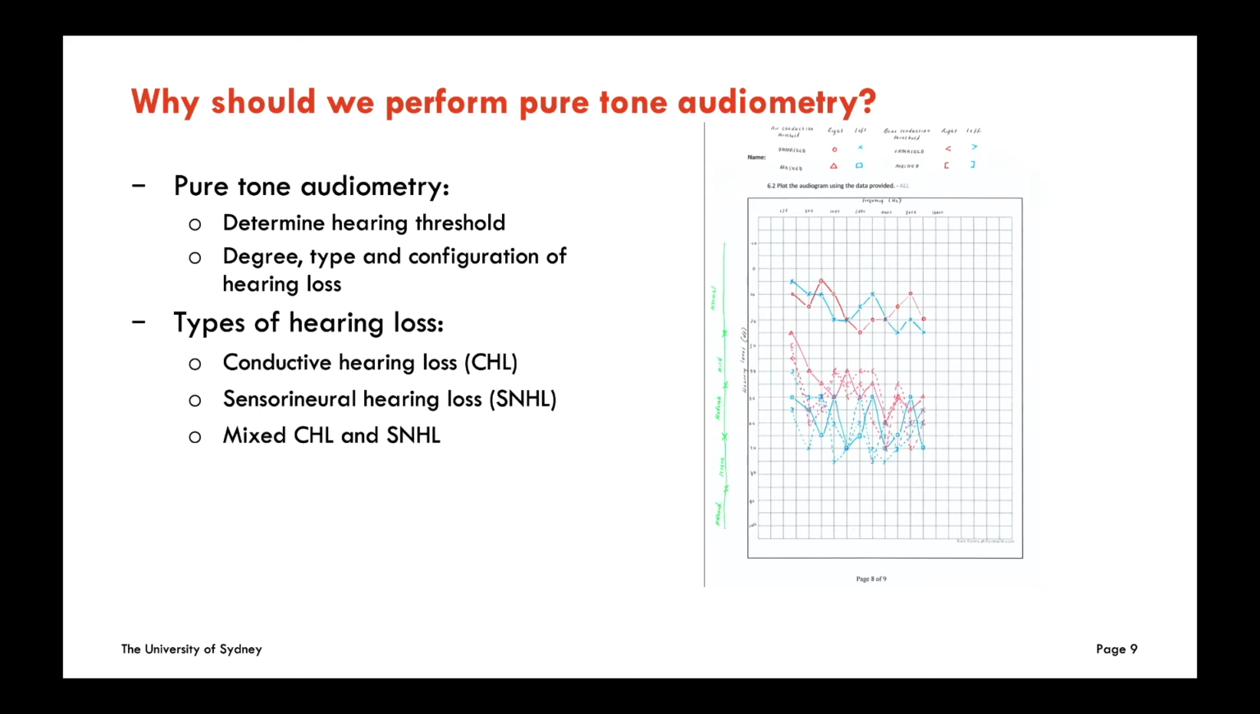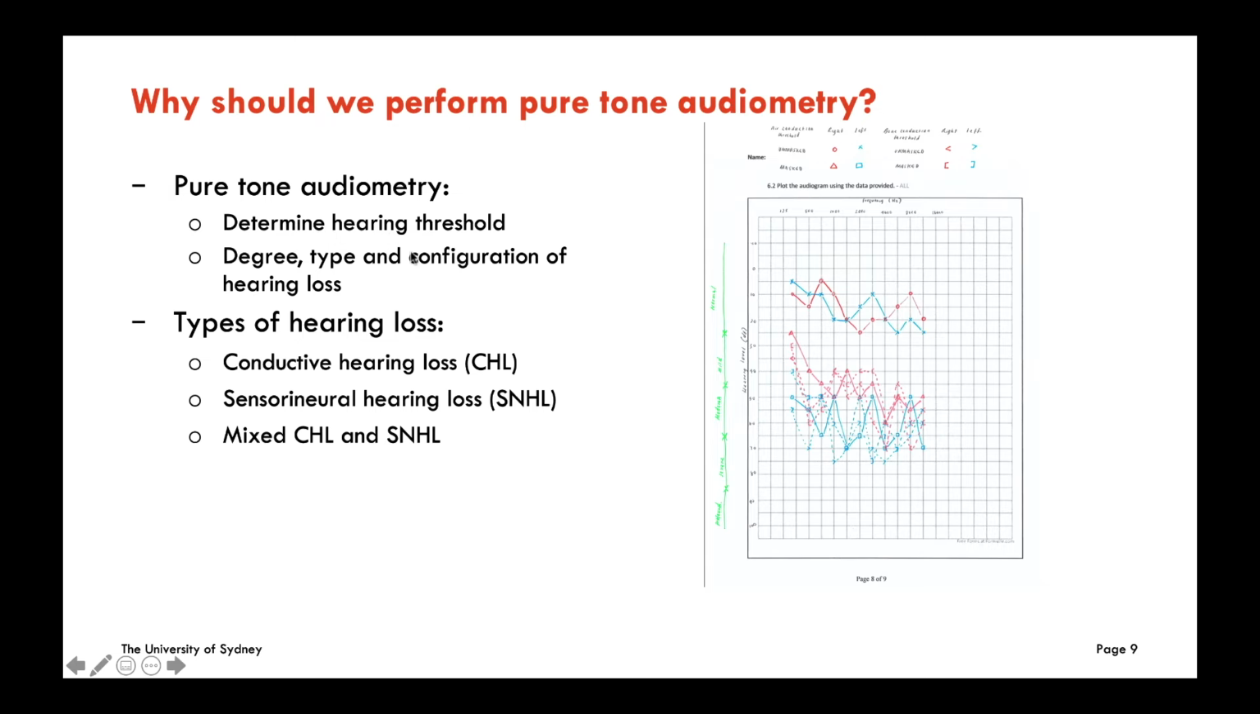So what is the reason why we do pure tone audiometry? First of all, we do pure tone audiometry to determine the hearing threshold. If you look at this graph, as we mentioned, air conduction is within normal range on the left and the right ear. Whereas if you look at bone conduction, the right triangles depict the masked bone conduction. And you can see there's a decreasing hearing threshold as we increase the frequency.